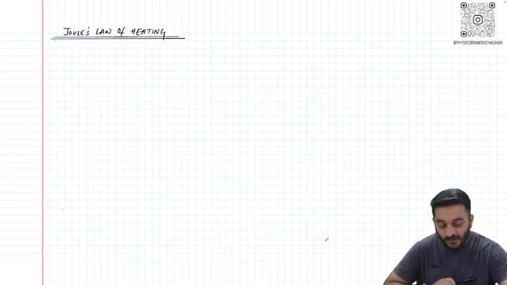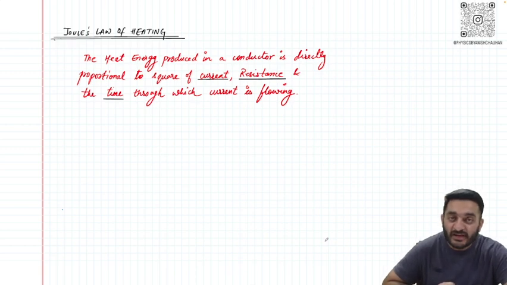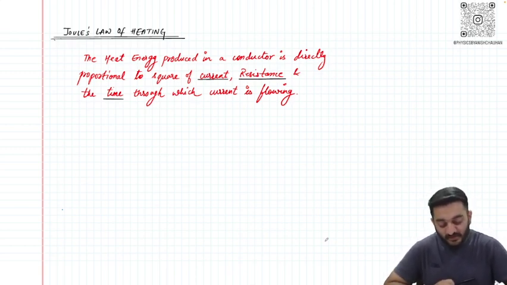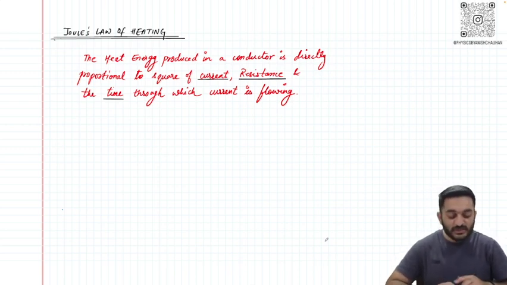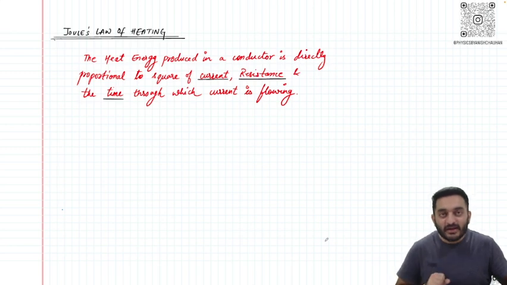So when you say Joule's law of heating, we can simply read this statement: the heat energy produced in a conductor is directly proportional to the square of current, resistance, and time through which the current is flowing. But what exactly is it?